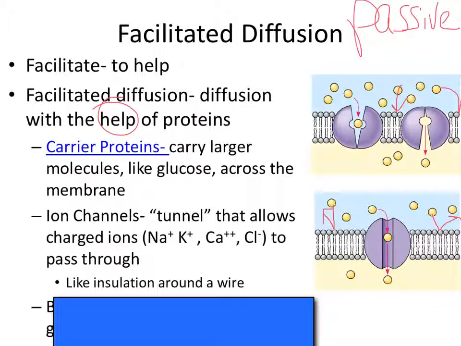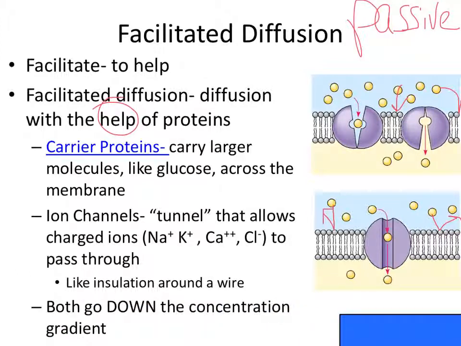And because this is passive, it's really important to remember that both of these go down the concentration gradient. So they have to go from an area of high concentration to an area of low concentration. You see here you've got 1, 2, 3, 4, 5, 6, if you want to count this guy, 7, in the high concentration and only 2 on the other side. So they're going down that way.